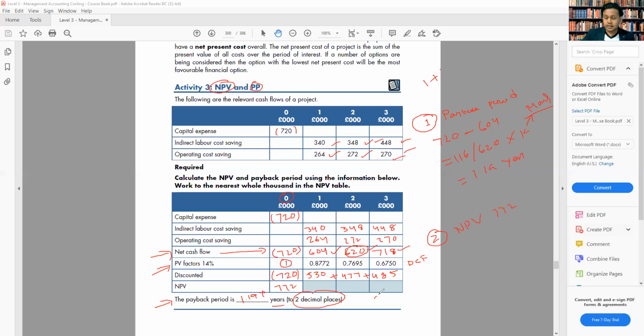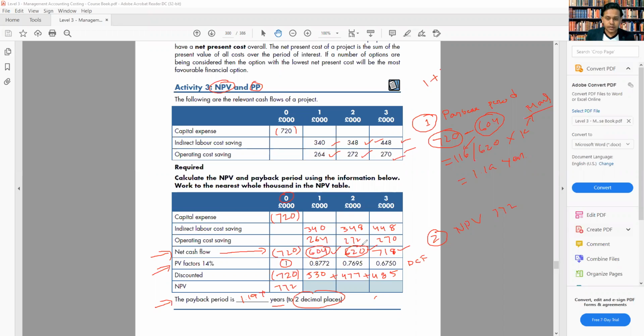Any question from here? Payback. You can see the total investment is 720. In the first year, we have received 604. So out of 720, you already received 604, and so only 116 is still remaining as investment.